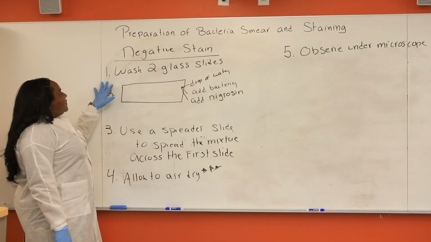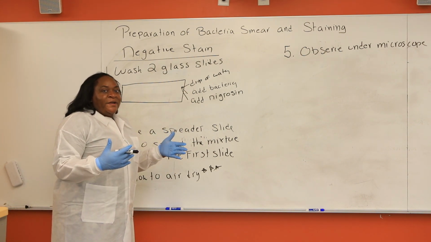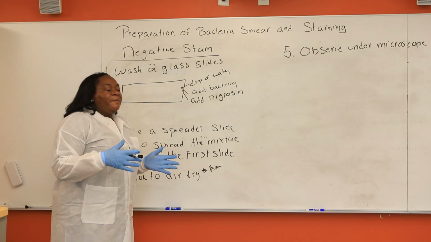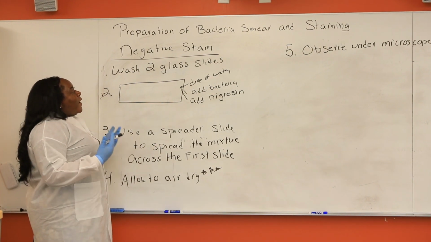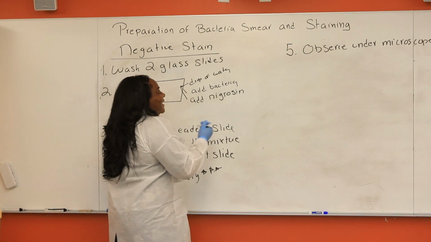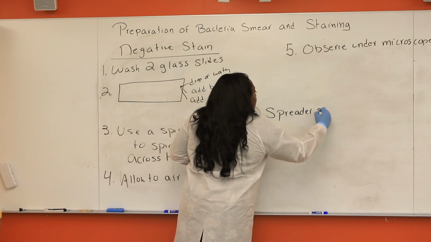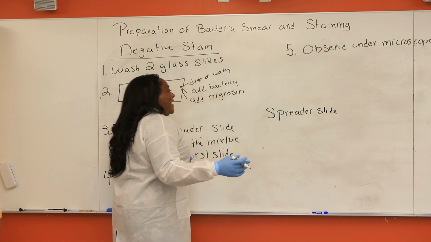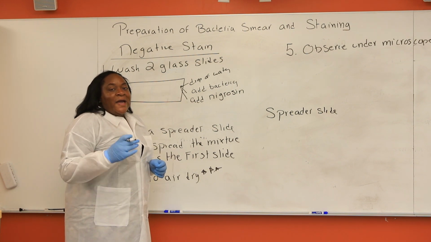So for the negative stain, you need 2 glass slides, right? So see how that compares to the simple stain. We just needed 1 glass slide. For the negative stain, we need 2 glass slides. Why do you need 2? Because one of those slides is going to be known as your spreader slide. And what it's going to do is help you to spread the mixture across the first slide.